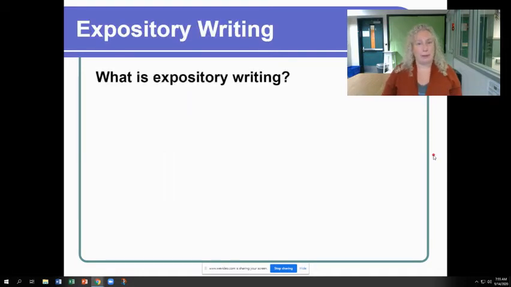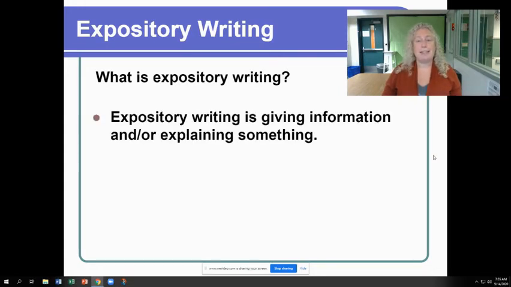So what is expository writing? Well, to put it as simply as possible, it's anytime you're giving information or explaining something. If you are writing in order to give someone information, or you are writing in order to explain something, you're doing expository writing.